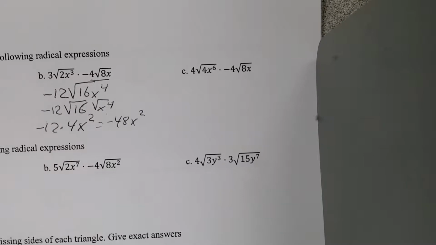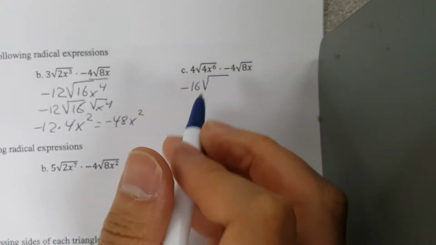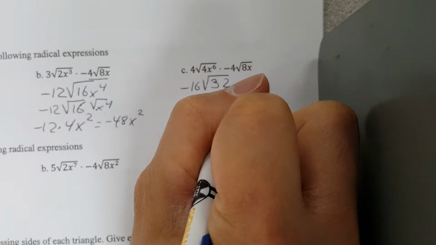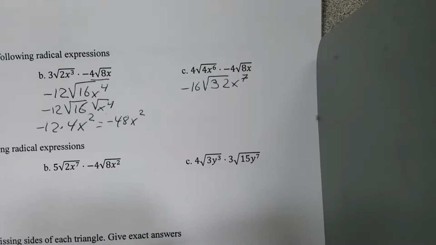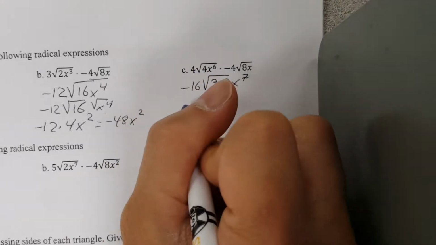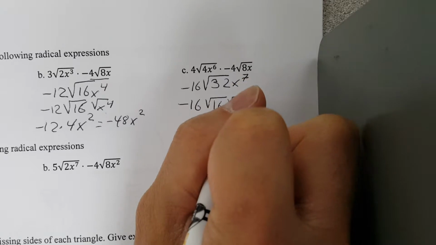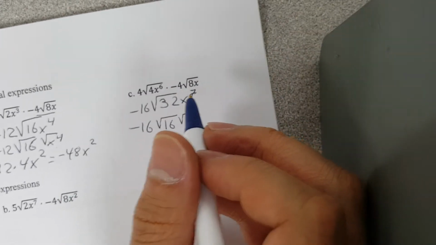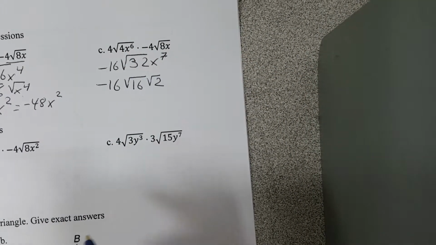Okay. Letter C. I have 4 times negative 4, and that is negative 16. And then on the inside, 4 times 8 is 32. X to the 6 times x is x to the 7th. And now we ask ourselves, what is the biggest number that can go into 32? And that is going to be 16. And I'm left with square root of 2. And then it is x to the 7th. Remember, that's an odd number, so I pull one out.